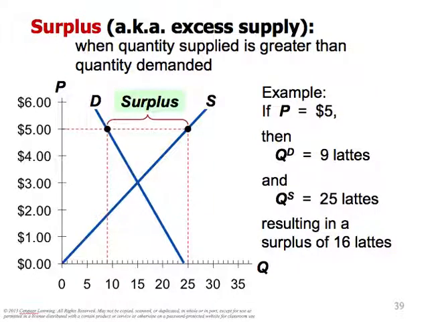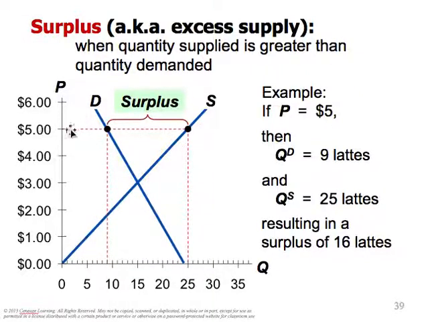Let's have a look at this case, which we call surplus or excess supply. Suppose that the market is not in equilibrium. Rather, the prevailing price in the market is $5 instead of $3. We know that when the price is $3, the market is in equilibrium. But if the price is $5, the quantity demanded at this price is given by the demand curve. So the quantity demanded is 9.